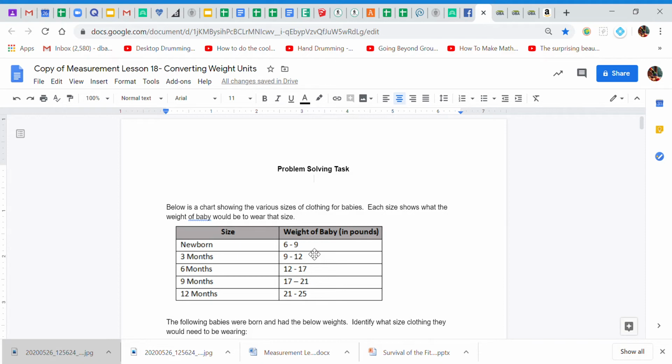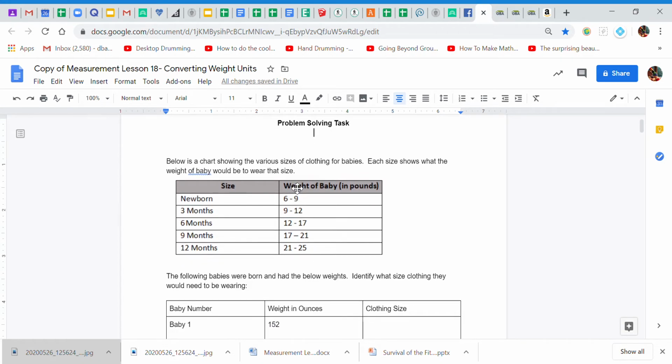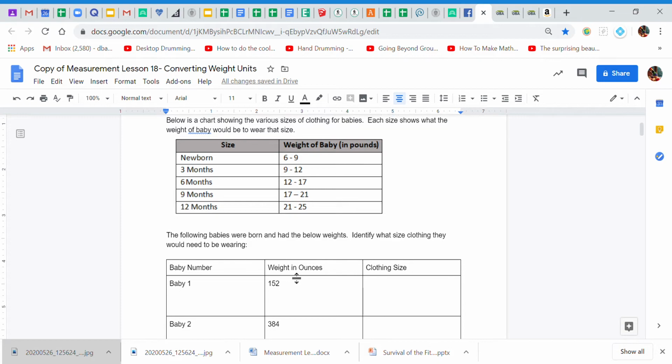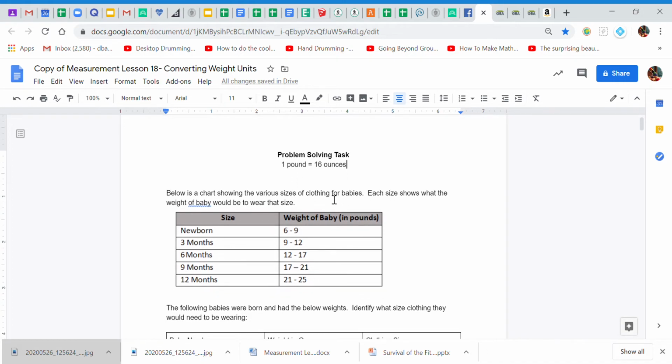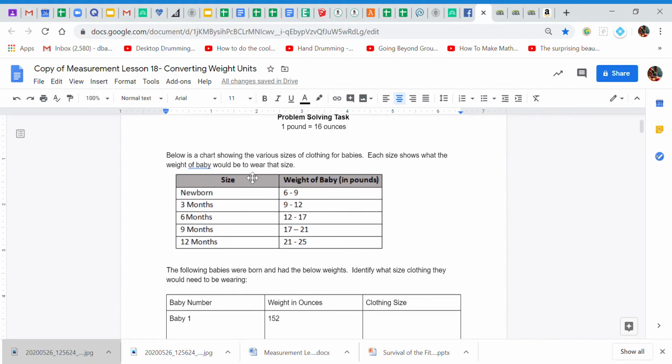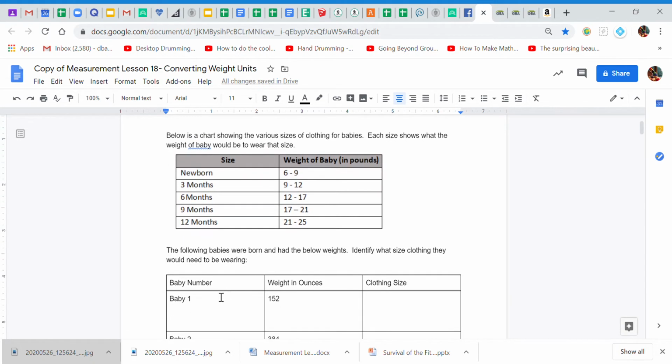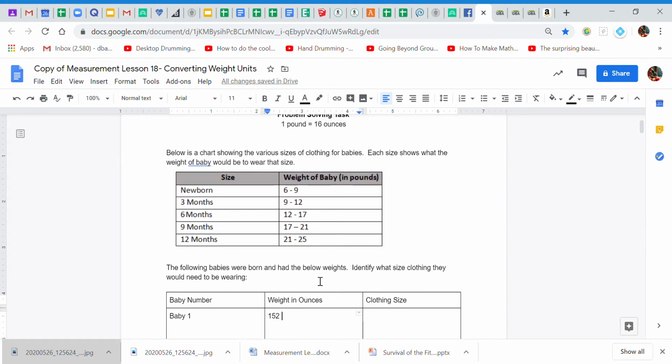Before we start looking at this problem where we're figuring out the weights of babies in pounds and ounces, we need to know one key fact, and that is that 1 pound equals 16 ounces. So that means that each pound is a group of 16 ounces. The question we're being asked in the problem solving task is how many pounds each set of ounces is. We need to get baby clothes in pounds. So 152 in ounces is how many pounds? Remember, 16 ounces make 1 pound.